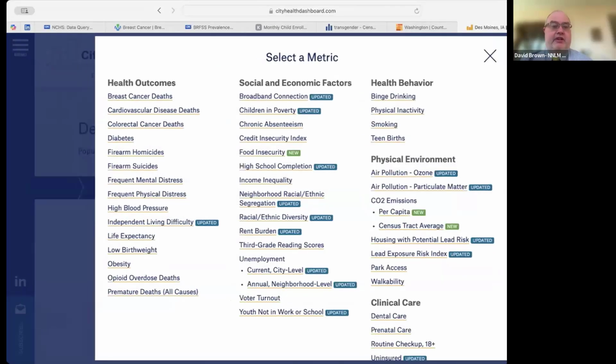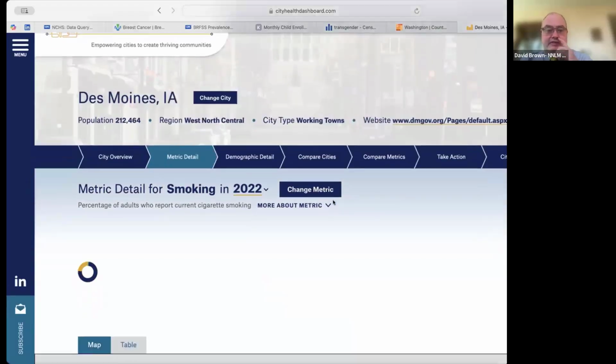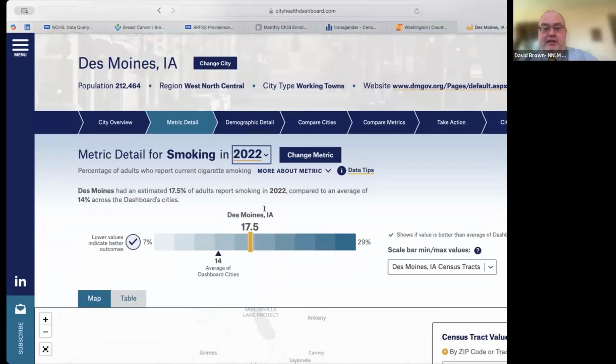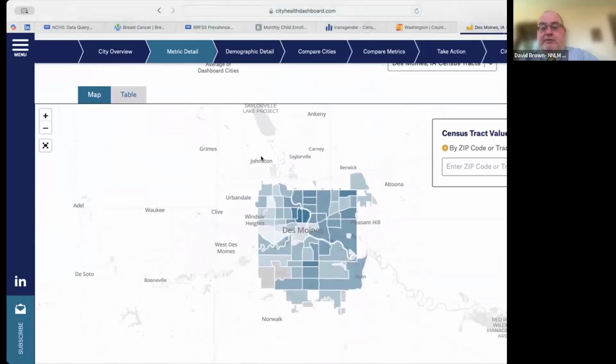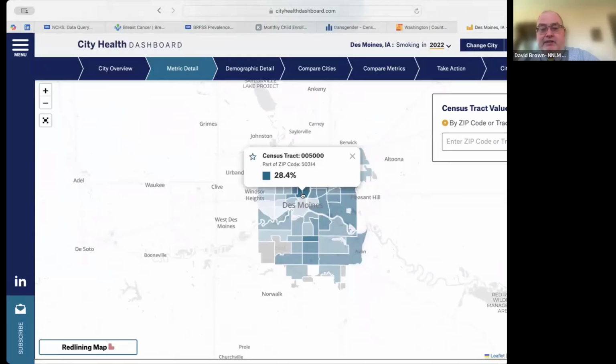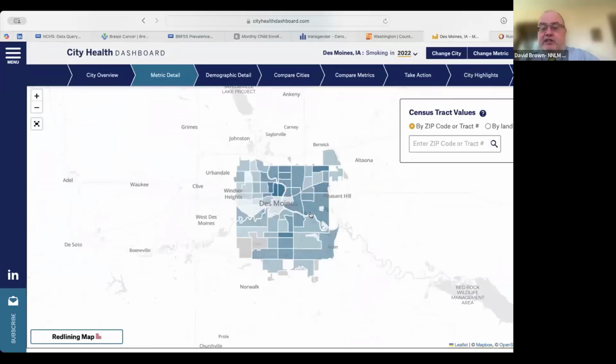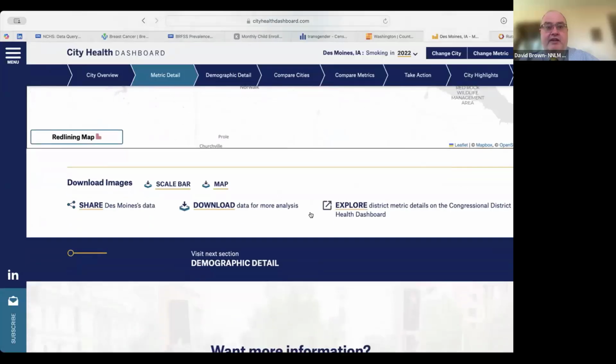So then they have all these metrics here, depending on what you're looking at. If we just take, for example, smoking, the latest data is 2022, so it might be a little dated. What I like here is that it explains lower values indicate better outcomes, higher isn't. And the national average is 14, but in Des Moines, 17.5% of adults reported smoking. So not the best. Then you can look at where it is highest and what census tract or city area it is. So it can be a way of focusing on where you want to do some of your smoking cessation projects.